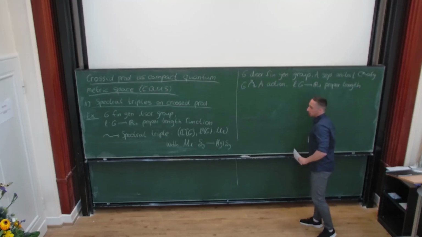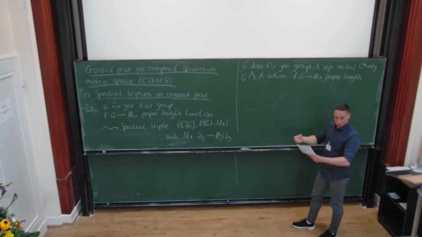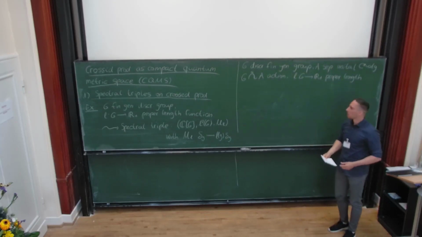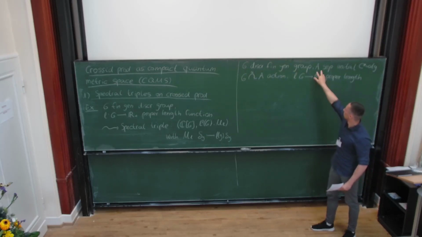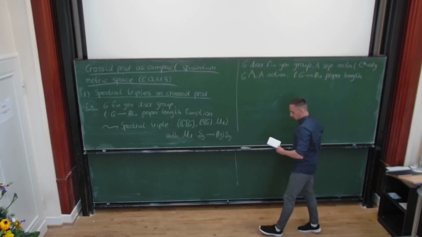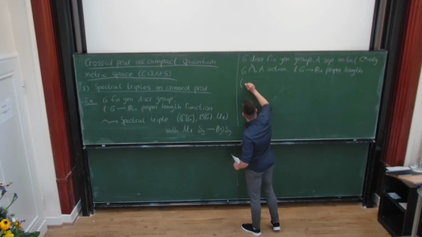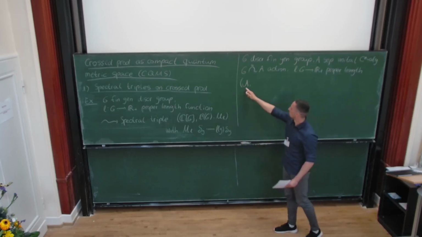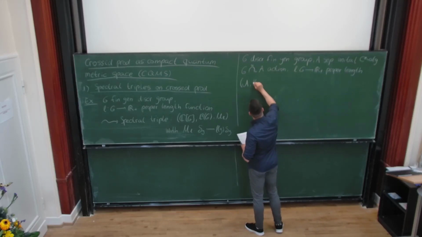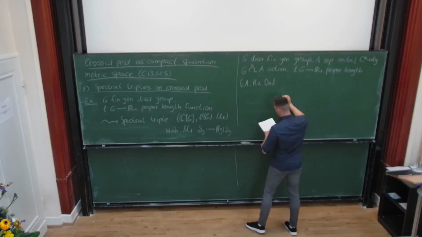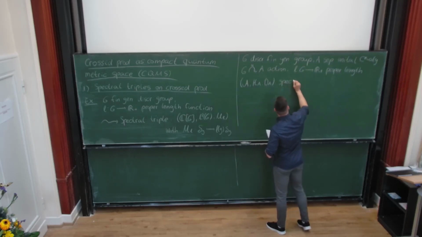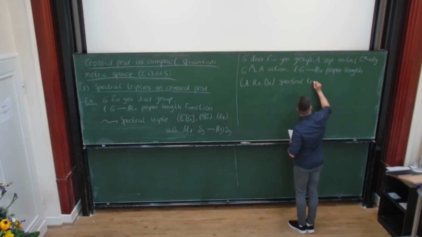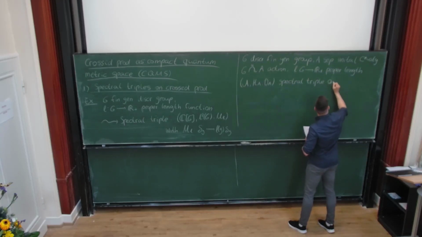Since we want to build spectral triples on cross products, it's natural to assume that we start with a spectral triple on the C-star algebra A. So let's take this as well. Let's denote the star algebra of smooth elements by curly A, the corresponding Hilbert space by H_A, and the corresponding Dirac operator by D_A.